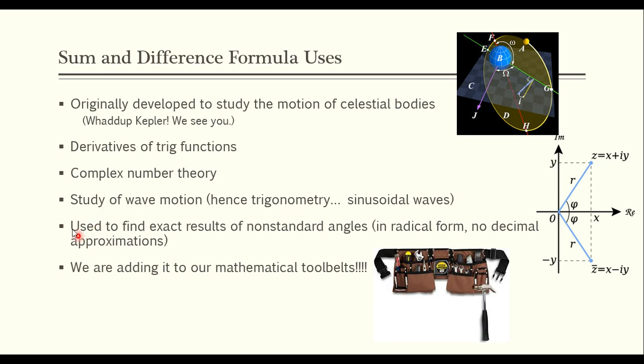Also, more specifically, what we're going to be using it for is to find exact results of non-standard angles. So like an angle we don't know, like, I don't know, 12.4 degrees or something like that. We are able to find exact results of it without using a calculator, in radical form with no decimal approximations. And we are using this to put in our tool belts right here. So this is our math tool belt. Strap it on. And we're going to use this to continue our journey with trig identities, trig functions, proving, disproving, all of that fun stuff. The things that bring me the greatest joy.